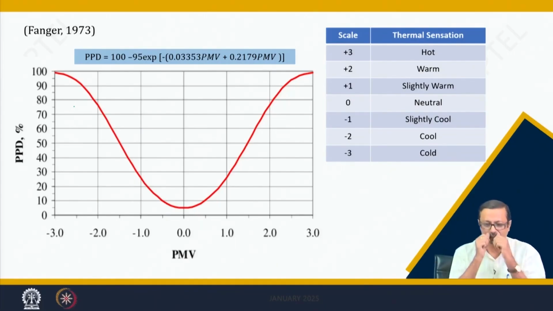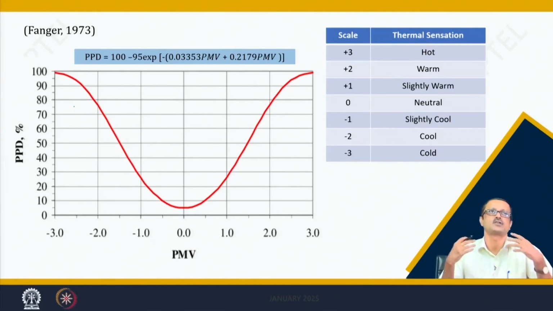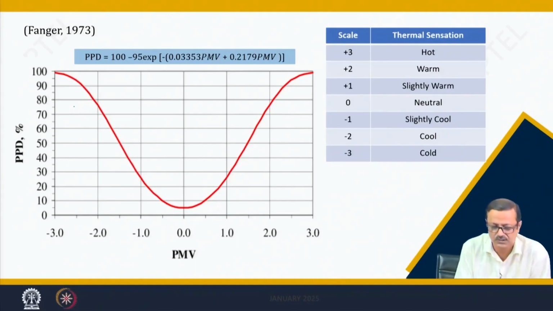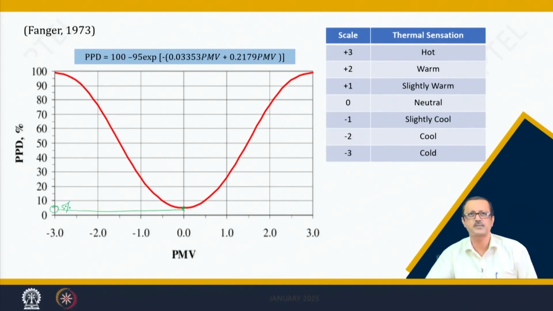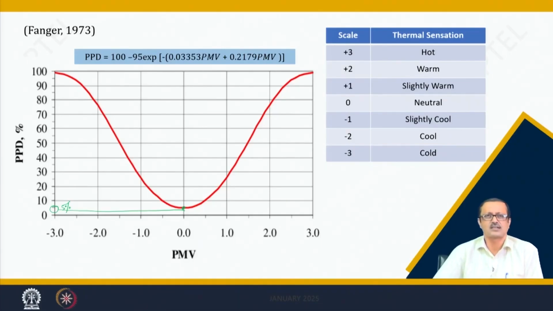So, it is a dipping kind of curve, and suppose you are neutral, that means 0: your PMV value, based on your metabolic rate, your clothing, the DBT, MRT, everything, is almost 0. So, you are here. Then what is the PPD? PPD is almost about 5% or so. That means 5% is the percentage dissatisfaction. Out of 100 people, 5% may still believe that this neutral condition is not so good, that they are not satisfied.